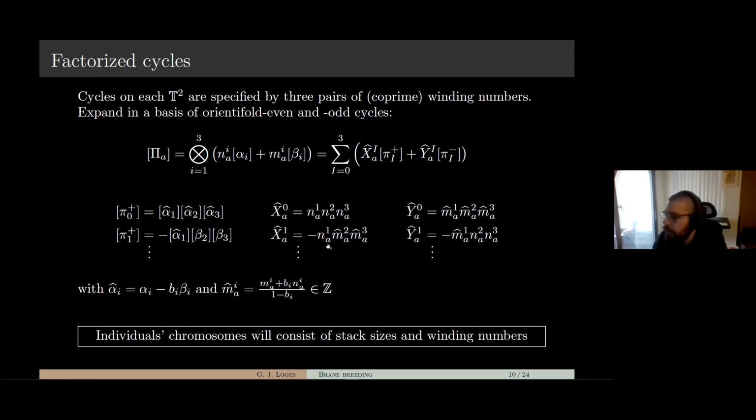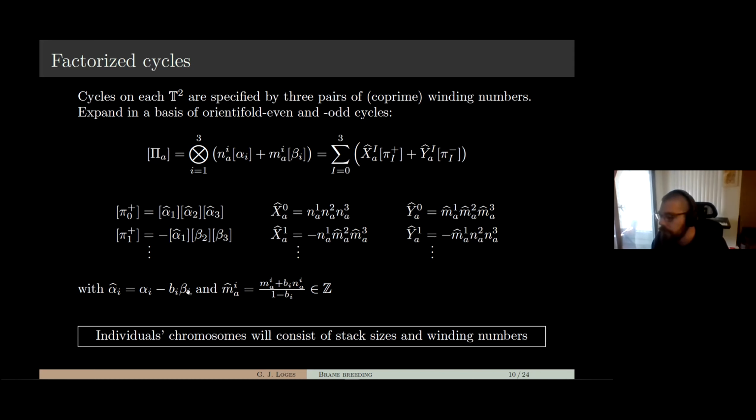So the hats on the m's show up when you have tilted tori. This is a convenient rescaling to be done, which keeps everything to be integers. All of these x's and y's are not independent. You have 8 coefficients showing up, which are derived from just 6 winding numbers. So these are constrained. They satisfy some product relationships and also some coprimality relationships as well.